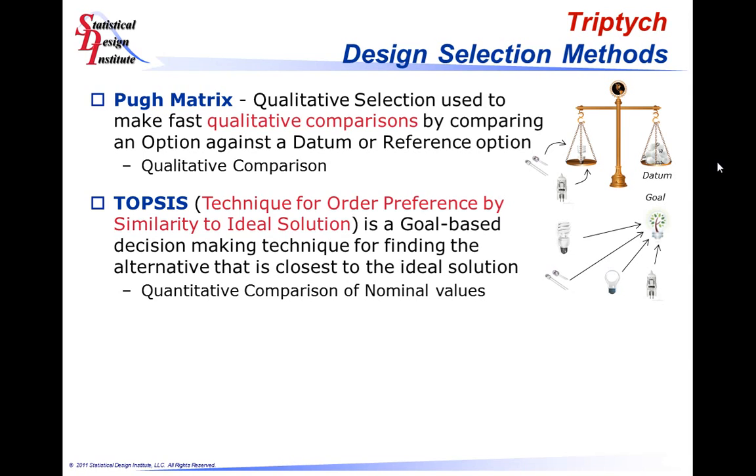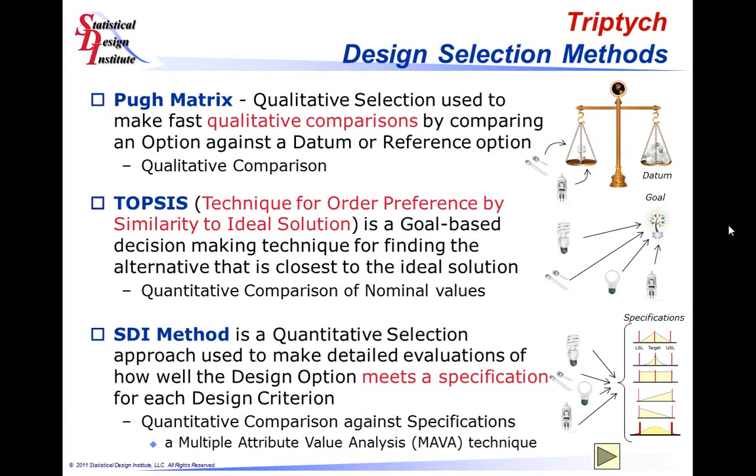In the TOPSIS method, which is the technique for order preference by similarity to an ideal solution, this is a goal-based decision-making technique. What we will do is evaluate each one of our given options and, using quantitative information, determine which one may be closest to what we've identified as a goal or the overall preferred option, which may or may not be available. So what we're looking at is which individual alternative, using the nominal design information, is closest to the ideal solution that we would like to have.